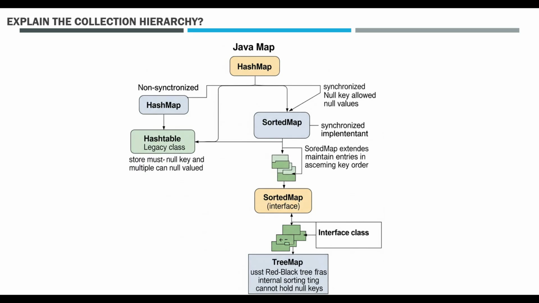Then comes the Map implementation. We have HashMap. It is non-synchronized, so it is not thread safe. It is going to allow one null key, but it can contain multiple null values. The key must be unique, while the value can have duplicates.